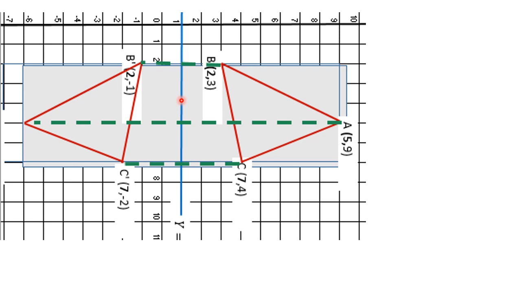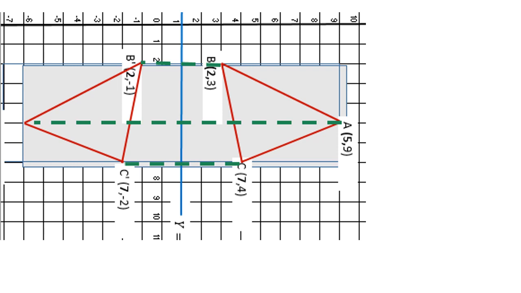Whenever we have done a reflection, some symmetry is always observable on the diagram, such that the object and the image have symmetrical points along the mirror line. The mirror line is the line of symmetry. It's important to notice that.